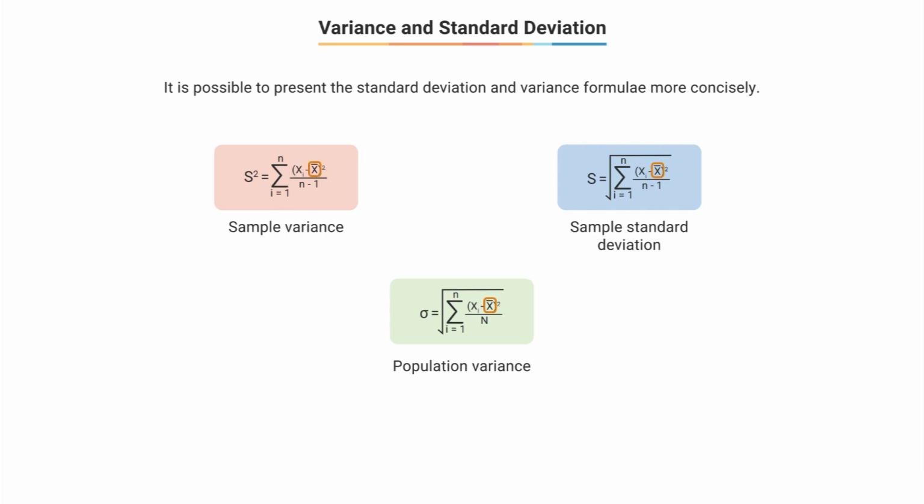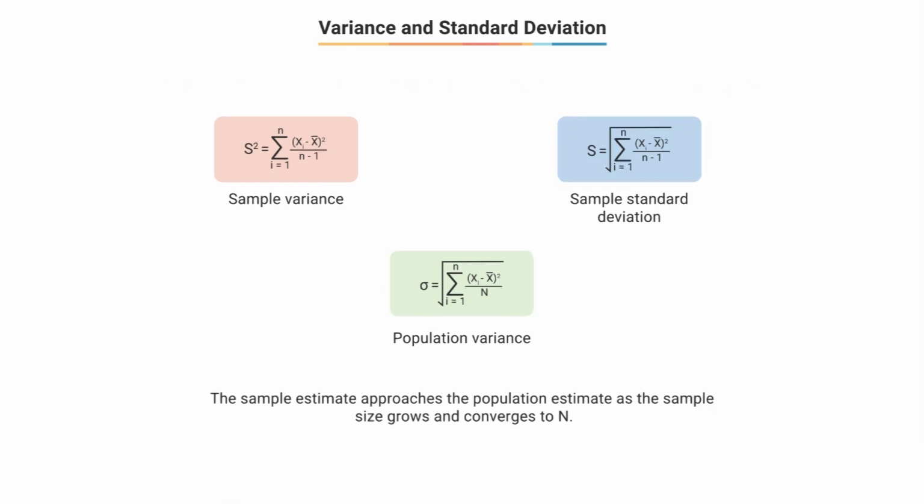Again, here x bar is the sample mean and n is the sample size. Xi is the ith value of the variable x. The summation of (xi minus x bar) squared is the sum of the squared differences. Note that in both equations, the sum of squares is divided by the sample size minus 1 for the sample and N for the population. For our understanding, the sample estimate converges to the population estimate as the sample size increases and converges to N.